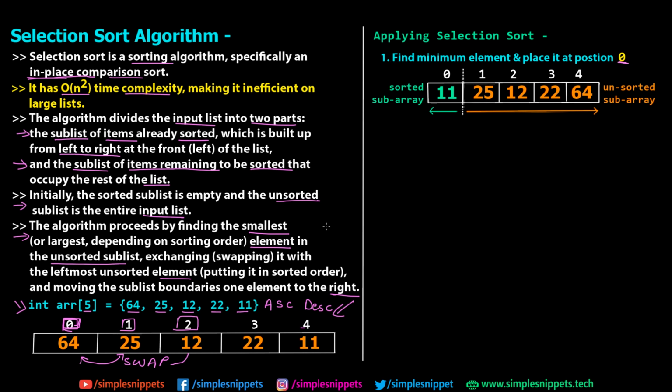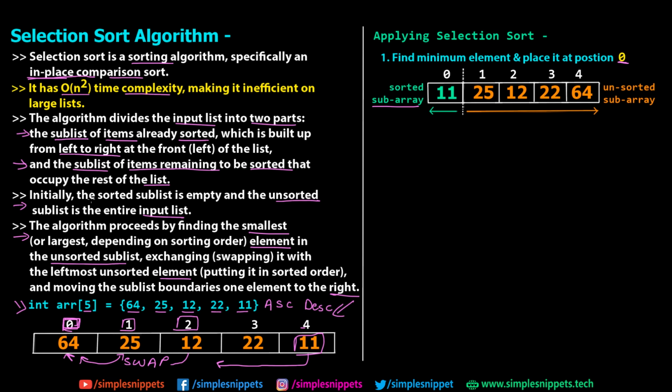So if you apply this in the first step, find the minimum element and place it at 0 position. If you compare the entire array, the minimum value is 11. So this will be ultimately swapped at position 0, okay? So if you see after step number 1, on the left hand side, we have the very first element of the sorted subarray. So 11 is placed over here, and on the right hand side, we have the unsorted subarray.